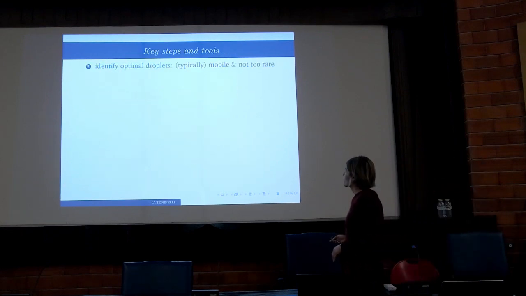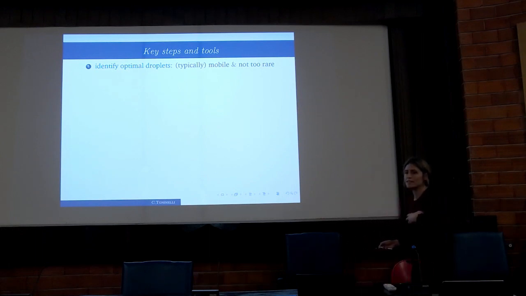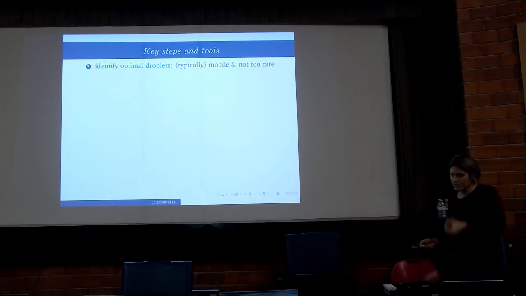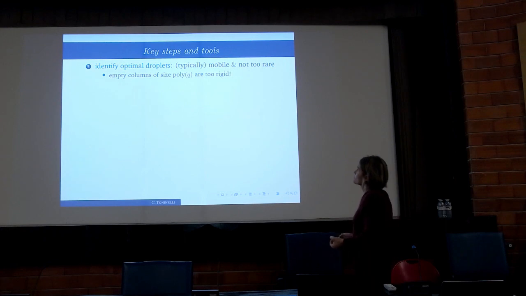So the point is that our typical optimal droplets will have a structure which is less rigid than requiring empty columns. These empty columns of size polynomial in q are too rigid. They are mobile, but they are too rare.